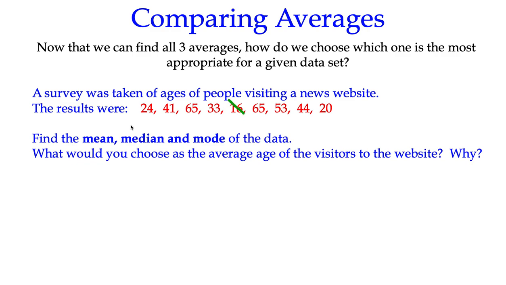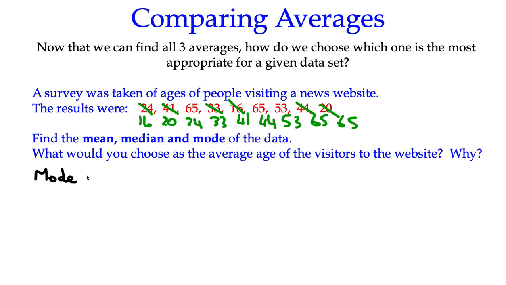So the smallest one is 16, and then we've got 20, and then 24, and then we've got 33, 44, 41, and 44. And then we've got 53, and 65, and 65. Okay, so we'll take the mode first because that's usually the easiest one to find. The mode is the most common one, and we can see that 65 is repeated twice, so it means that the mode is 65 years old.